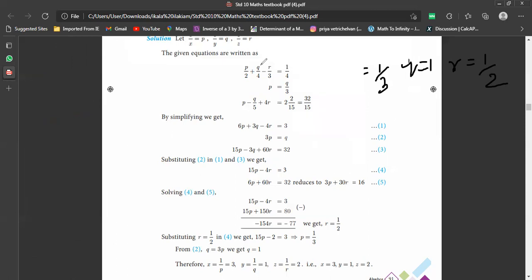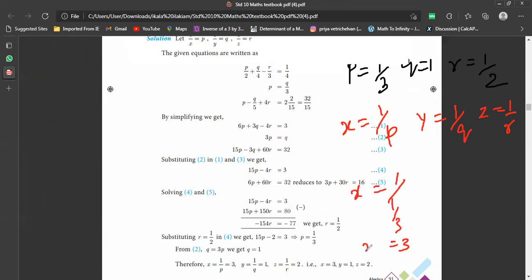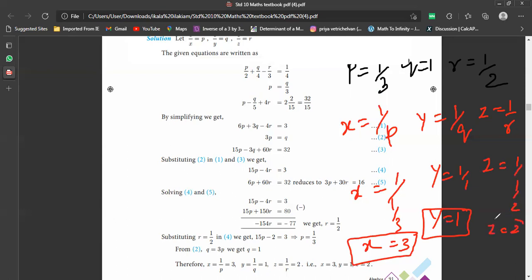Our given question is in the form of X, Y and Z. So let's rewrite these terms into X, Y, Z. What is X? X is 1 by P and Y is 1 by Q and Z is 1 by R. So X is 1 upon 1 by 3, which is 3. And Y is 1 upon 1, which is 1. And Z is 1 upon 1 by 2, which is equal to 2. So it's 3, 1 and 2. You are able to follow? So that's our solution. X is 3, Y is 1 and Z is 2. That's it.